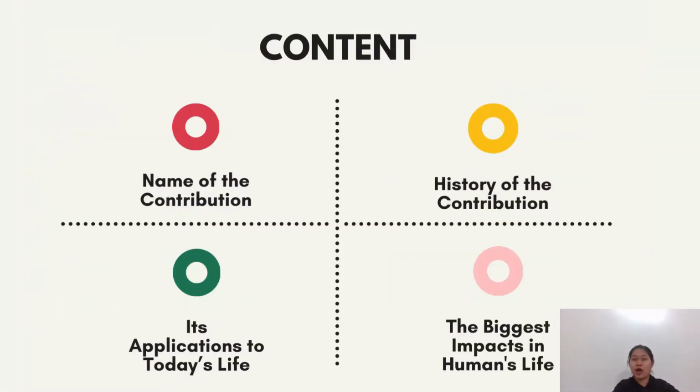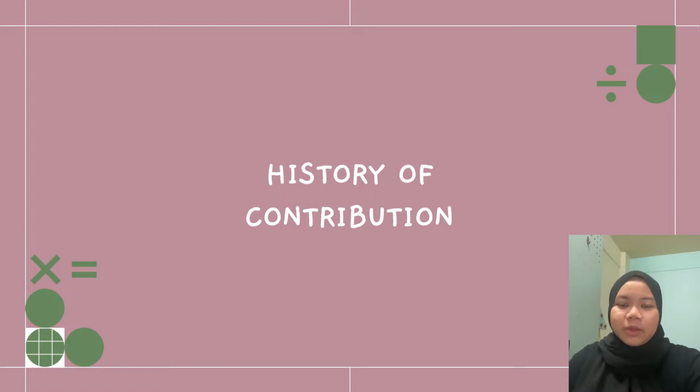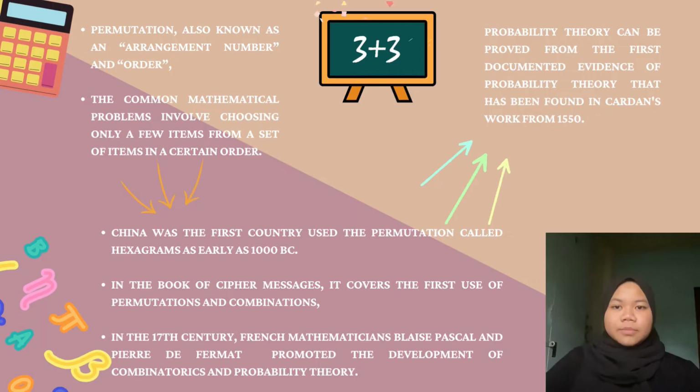We have 4 parts for our content, which are the name of the contribution, the history of the contribution, its application to today's life, and the biggest impacts in humans' life. The name of the contribution we chose for our group assignment is Permutations. Now I will talk about the history of the contribution.